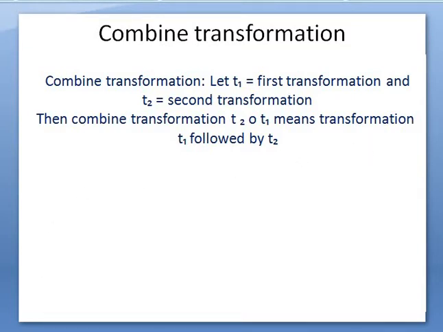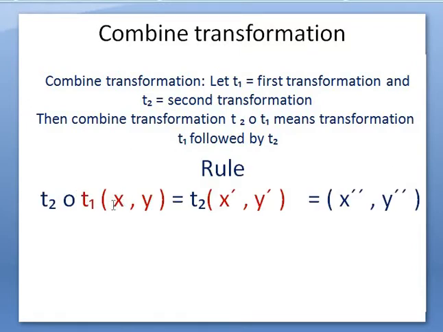Now we have a rule to find the final image. Look at here. xy is the object, and this object is transformed to x prime y prime by T1. Then this x prime y prime is an image of xy under the transformation T1, and when this image is again transformed by the transformation T2, we get x double prime, y double prime, and this is the final image, the image of the image.